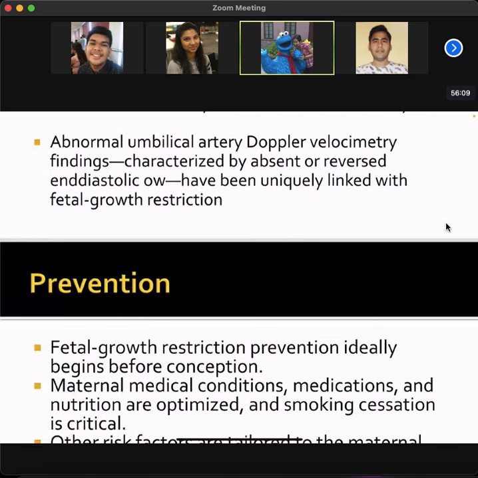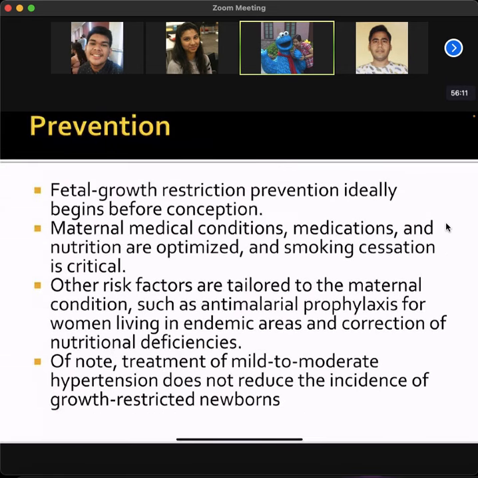So how can we prevent? Fetal growth restriction prevention ideally begins before conception. So these are the 3 months prior that mother should take folic acid, mother should stop smoking, the likes. Maternal medical condition, medications, and nutrition are optimized, and smoking cessation is critical. Other risk factors are tailored to maternal condition, such as anti-malarial prophylaxis for those living in endemic areas and correction of nutritional deficiencies. Especially in our country, we have to supplement iron.